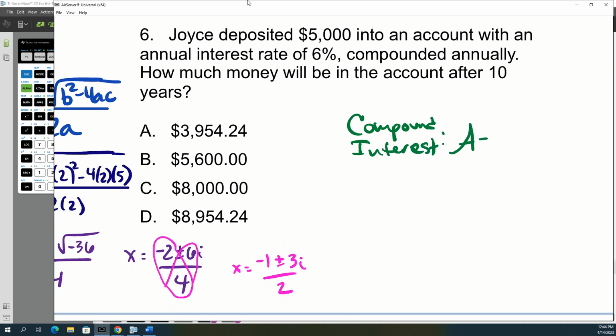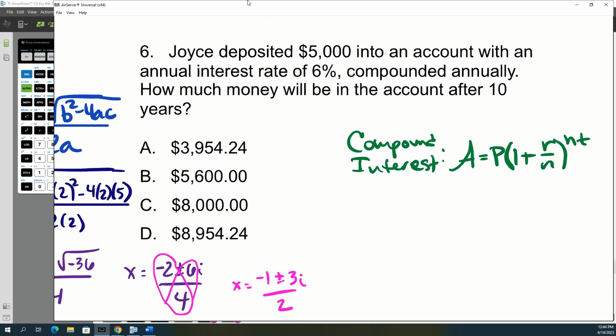So I'm just going to jot it down. There's no reason to try and memorize it. It's going to be there on your reference sheet. But we have to figure out what A is, what we're looking for. We need to figure out what P, R, N, and T are. P is always the amount you deposit, so P is going to be that $5,000.